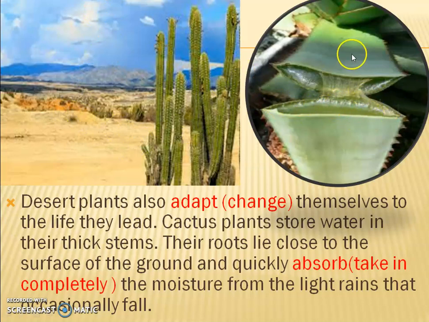Here you can see this is the plant of aloe vera. The aloe vera plant needs a very small amount of water, and whenever it gets water, it stores it inside its stem. So, as such, the cactus plant also stores its water inside its stem.